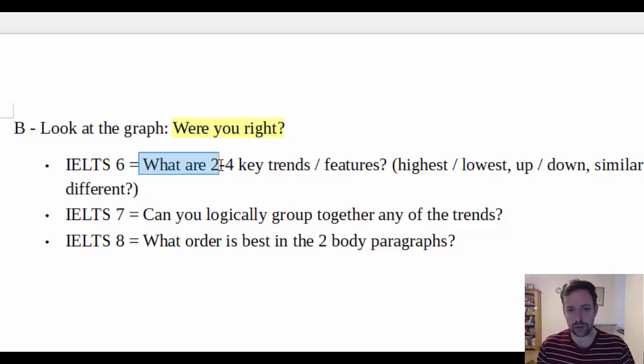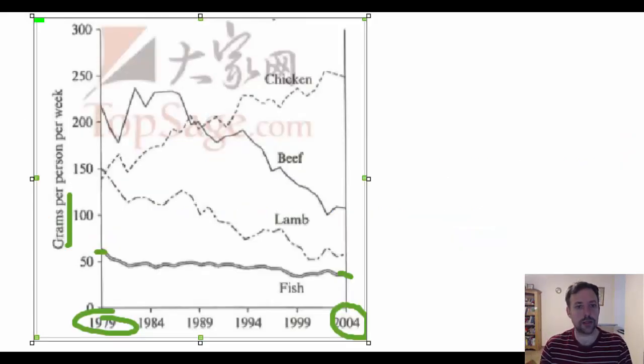So what do people who get a 6 do? They identify 2 to 4 key trends or features. So again, we're looking for what was the highest, what was the lowest, what went up, what went down, what was similar. So let's go back to the graph there. And okay, so we can say, let's look at some features. So fish was always the lowest, it went down.